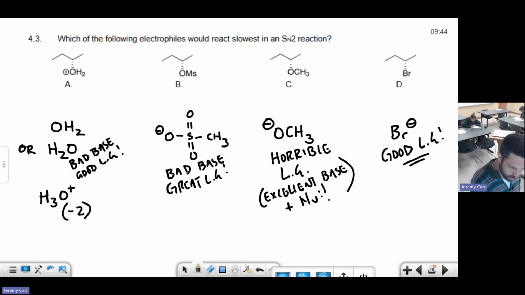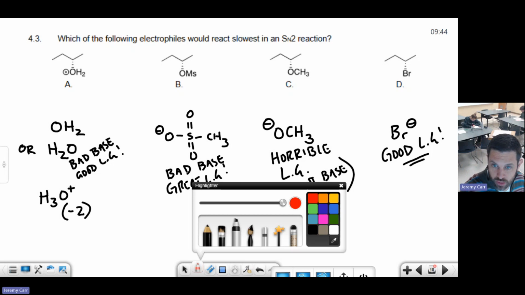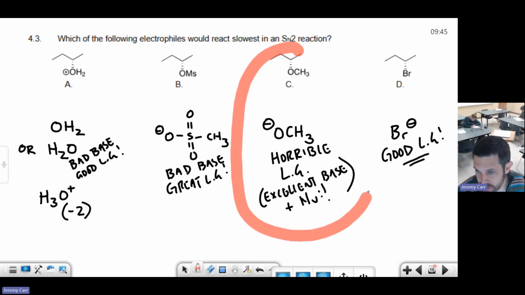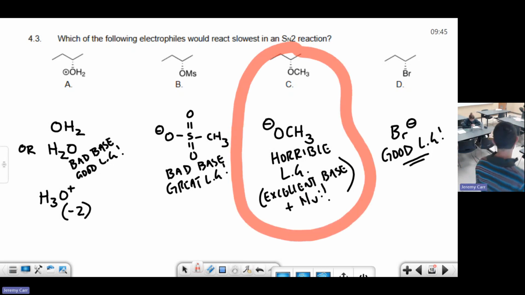So to answer our question, which one of these is going to react the slowest? D. That's because it's basically non-reactive in an SN2 reaction, but more to the point, it is a horrible leaving group. And since it's a bad leaving group, it's not going to want to react.